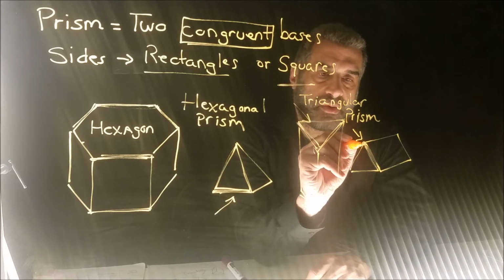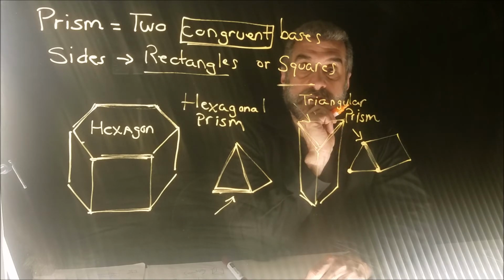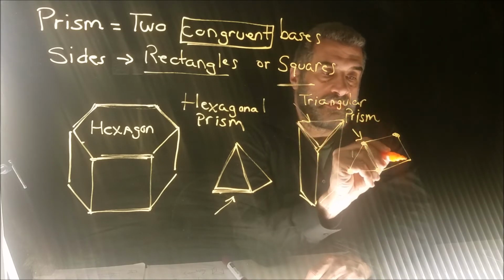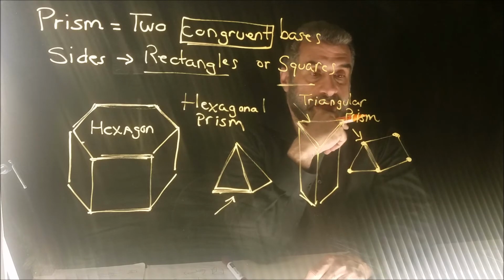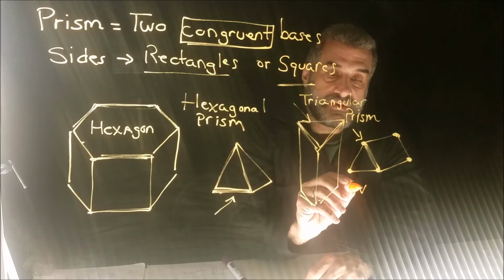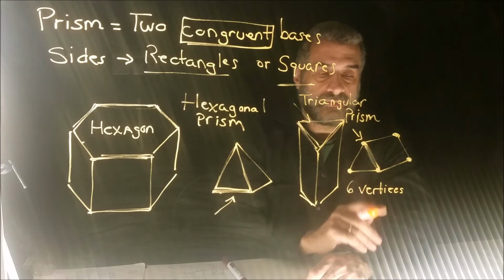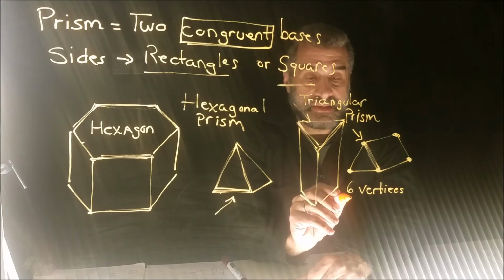So let's say it's like 1, 2, 3. How many else? 4, 5, and of course 1's in the back we can't see. So there are 6 vertices. Okay. And how many faces or sides?